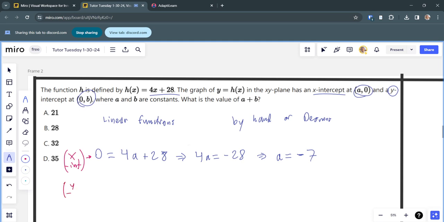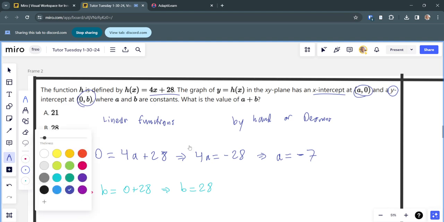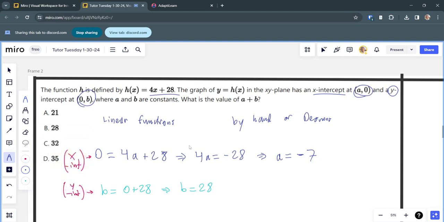To get the b value, we have to consider the y-intercept, which is when x is equal to 0 and y is equal to b. So that'd be something like b equals 0 plus 28. That's a little bit simpler. That's just b equals 28. So in total, when we're asked for a plus b, it's going to be negative 7 plus 28, which is going to be 21.